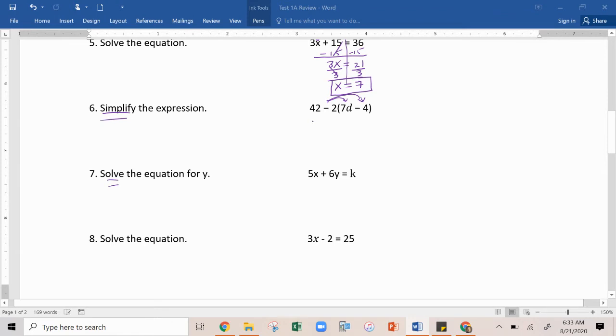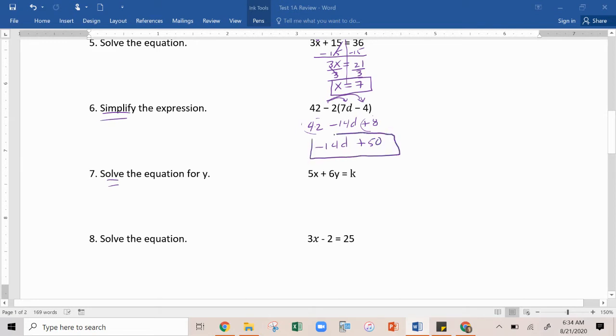All right, so now I'm going to write down my 42 because I'm not messing with it yet. Now, this is not 2 times. This is a negative 2 times. So negative 2 times 7d is negative 14d. And negative 2 times negative 4, watch those negatives, is a positive 8. Now, when I put stuff together here, I've got this 42, I've got this 8. And so I'm going to bring down that negative 14d, can't do anything with it. And then I can put 42 and positive 8 together to get 50.